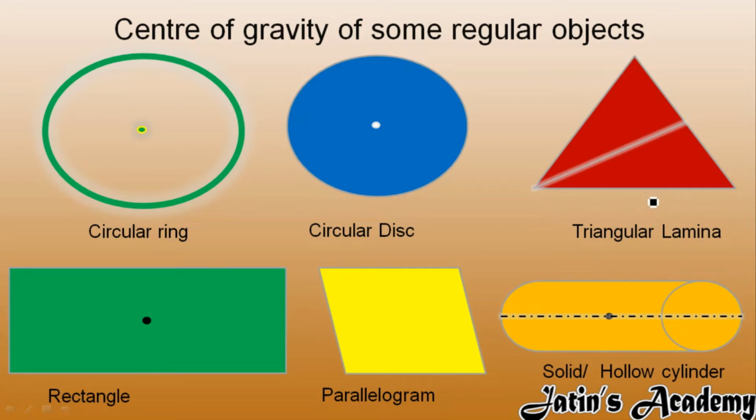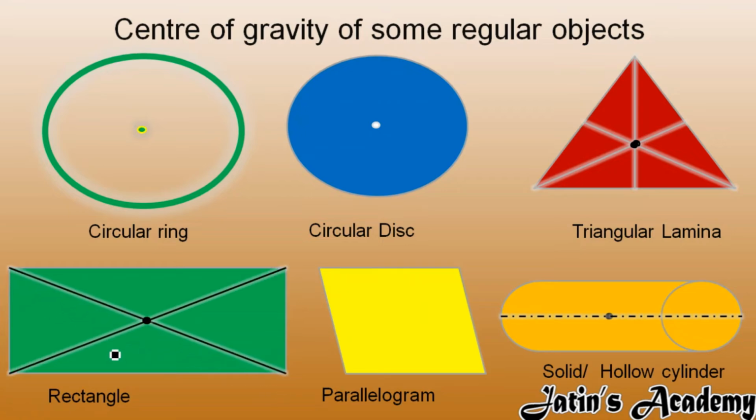So we have to take their three medians. What is a median? This base has some midpoint. From the midpoint to the vertex, whatever line we get, that is called a median. The intersection of these medians gives a point that is called the center of gravity. Next we have a rectangle or four-sided figure, a quadrilateral. It is the intersection of its diagonals. Next we have a parallelogram, again four sides, intersection of its diagonals.